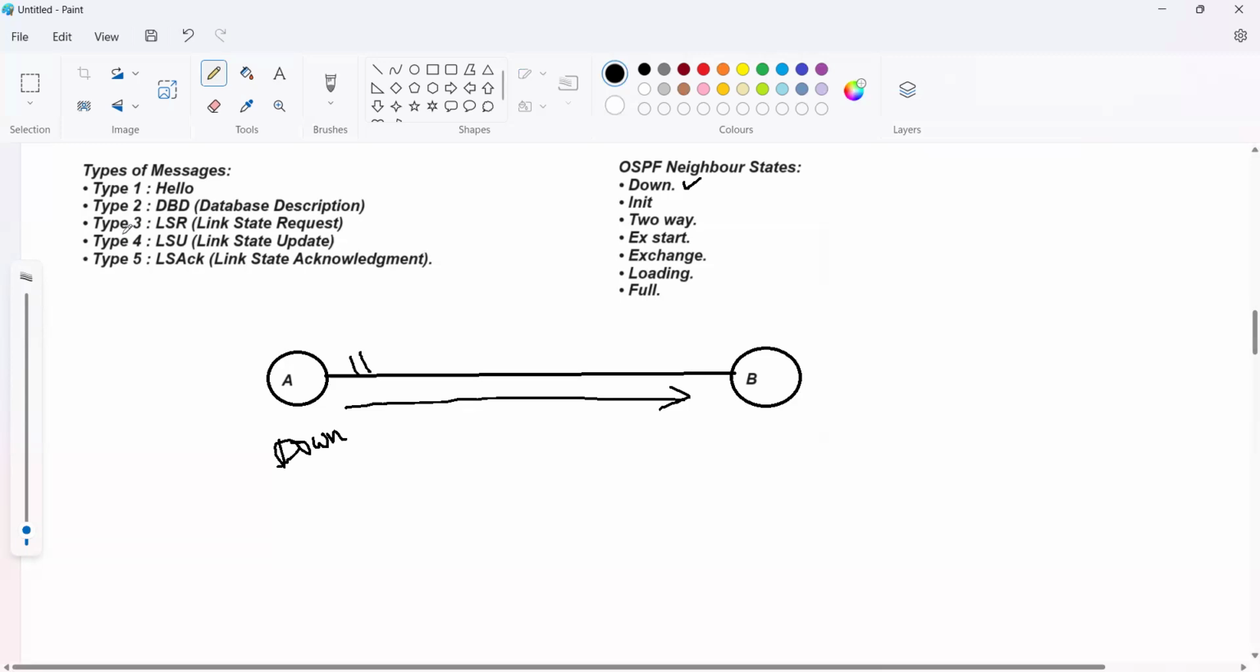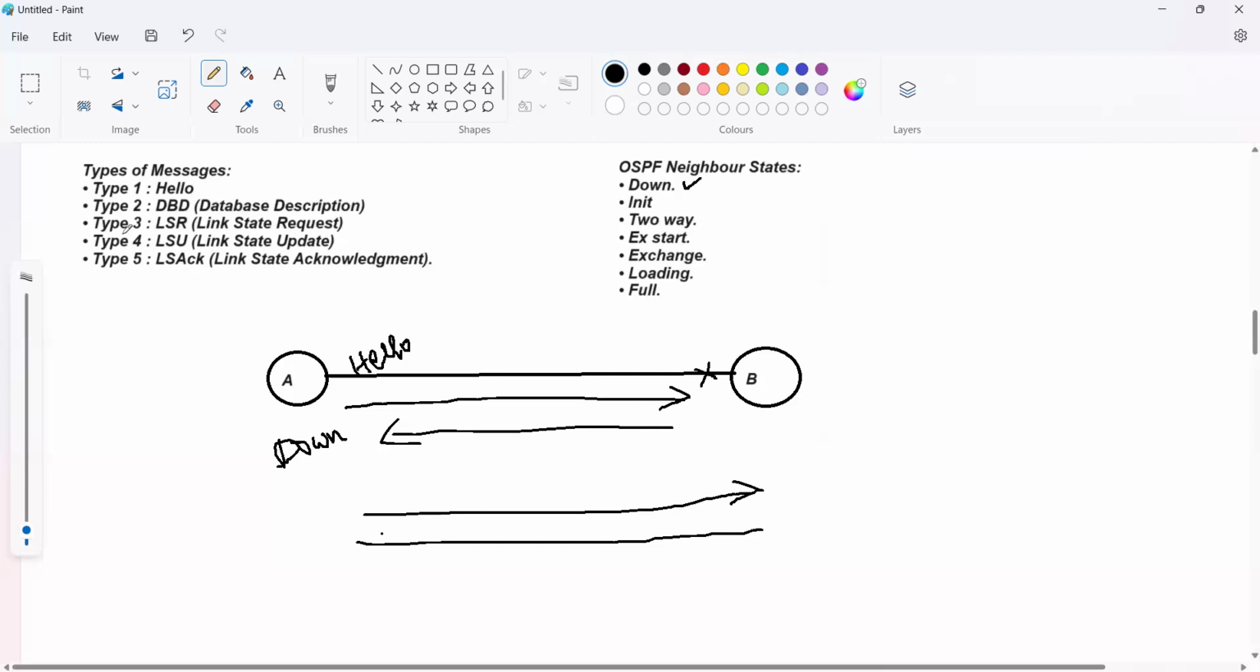This router started sending the hello packet. Router A is sending hello, but the other router is not replying because we haven't configured it. Even though we configured one side, the other is not configured, so that is the init state. So we configure OSPF on both ends. Then they send and receive the hello message. This router sends hello with A, and the other router also sends A. That is the init state.